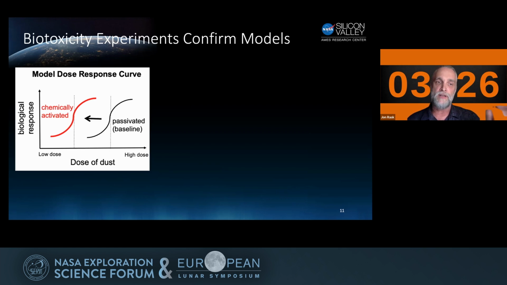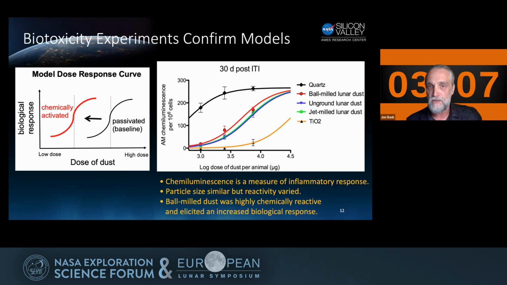Biological response is going to increase as a function of dose, and the dark line on the right is considered a passivated or low reactivity sample. And if we chemically activate lunar material, it will shift the biological dose response curve to the left in what we would call a chemically activated dose response curve. And this is in fact what we observed in a series of animal studies in rats, where we injected small doses of lunar material from the Apollo 14 field site into animals.